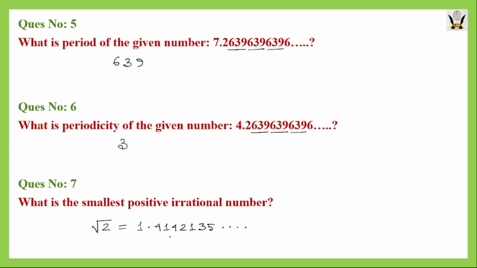So we cannot find the smallest positive irrational number. So here the appropriate answer will be that we cannot define or we cannot find the smallest positive irrational number. So it will be not defined or undefined.